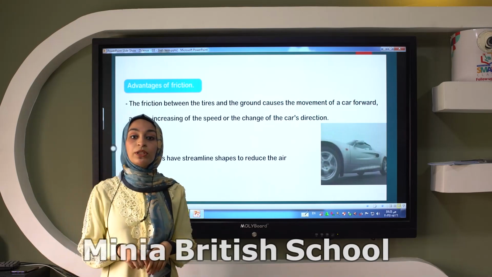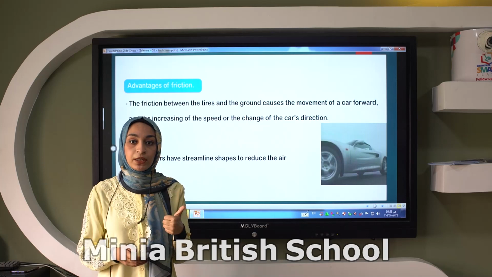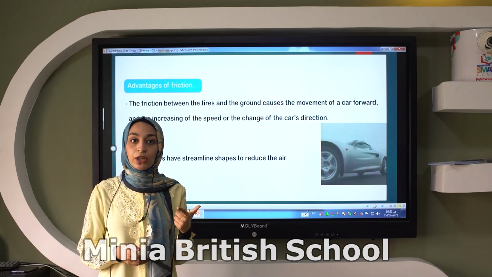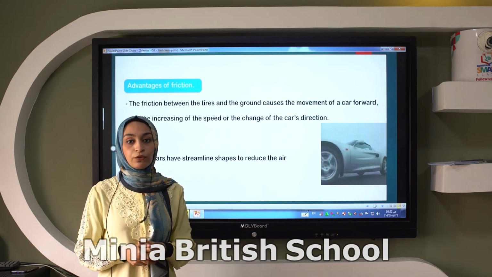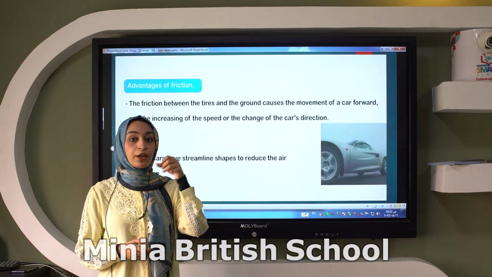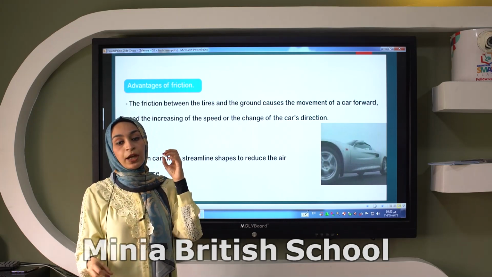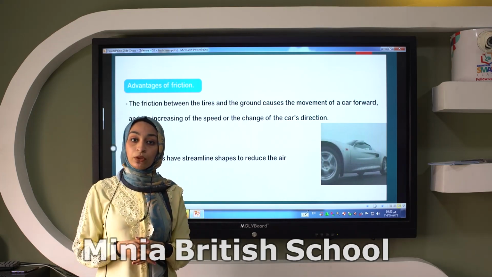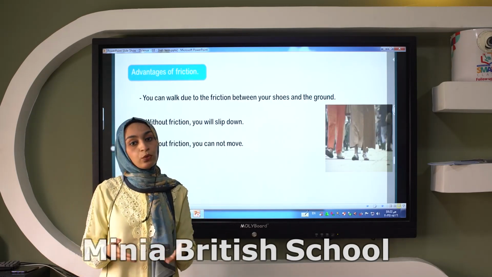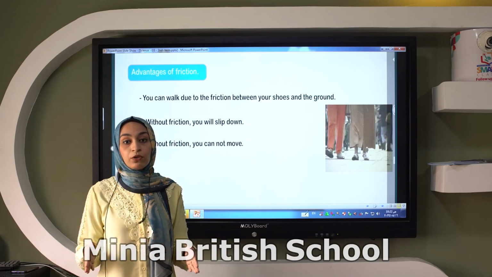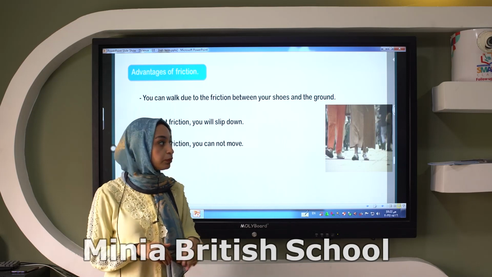And as we see, we have many uses for friction. We can use it to control the car's speed, to change its direction, and also to control its brakes. Also, we can use the friction force for holding objects. If there is no friction between your hand and the object, it will fall down through your hand. We can use friction also in lighting up matches and walking on the ground. If there is no friction between your shoes and the ground, we will slide down.